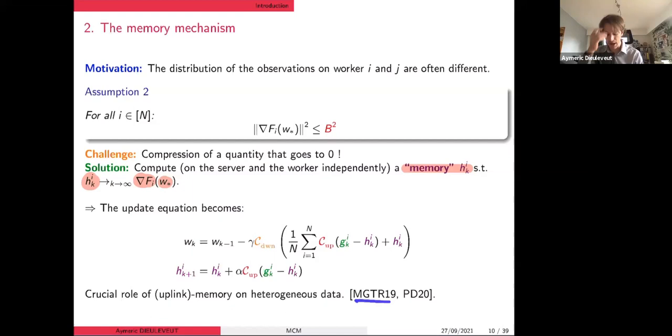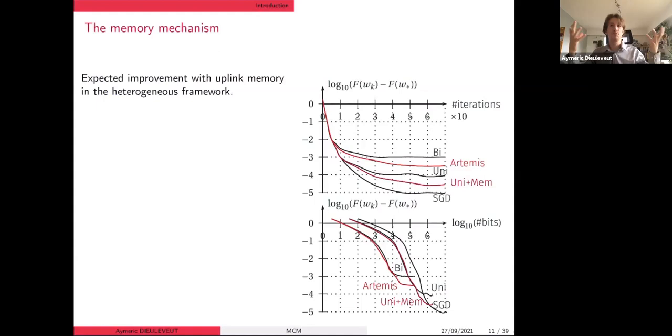And it really completely solves, or at least largely solves, the problem of heterogeneity, because we can recover linear convergence rates when we have deterministic gradients or when we don't have noise at the optimum. So in terms of high level takeaway, using uplink memory helps with heterogeneity and makes these two algorithms, which are Artemis, so this is memory plus double compression, and Diana, which is memory plus single direction compression, converge much better and come closer to SGD.